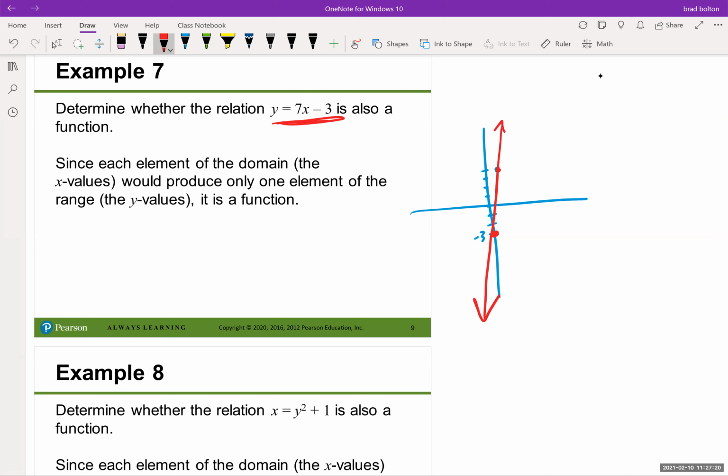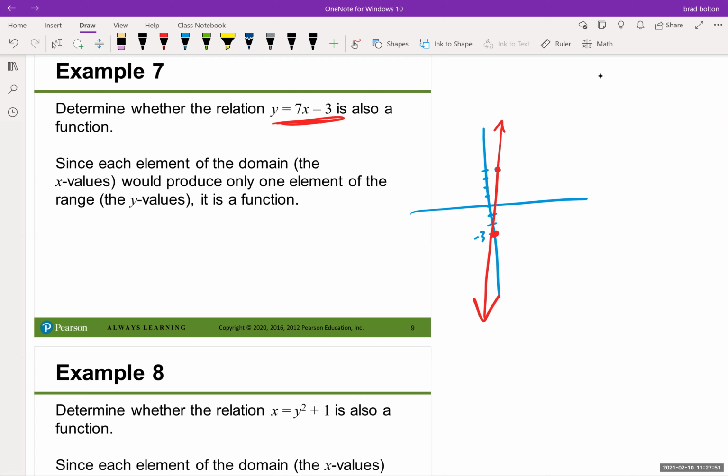Now, does it look like any X value will produce a duplicate Y value? No. In order for that to happen, it would have to be something like this, right? Because now I could draw my vertical line here, and the same X value would produce two different Y values. So this is why we're going to learn about the vertical line test, because if you know what something looks like graphically, then it's very easy to determine.